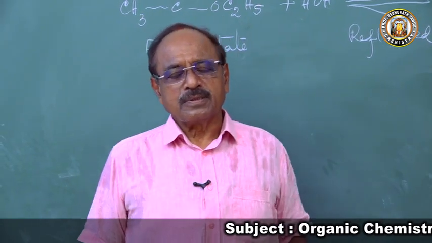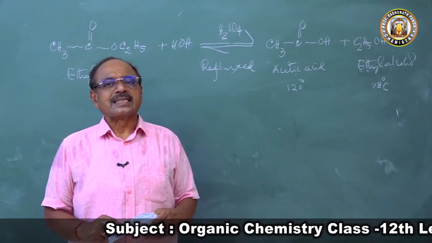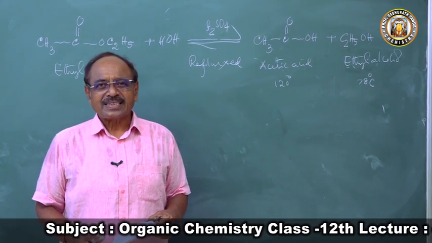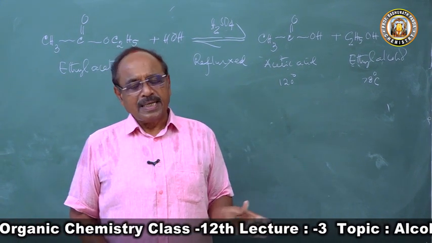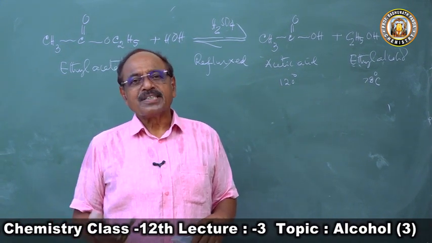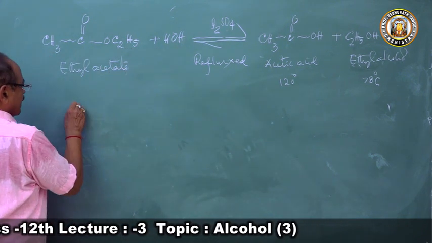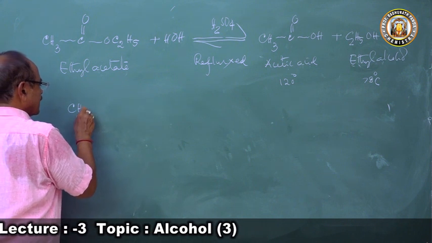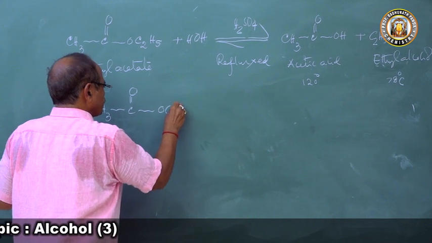So we have now done the preparation, and now we can do this by using an alkali. In case of alkali, the reaction will not be a reversible reaction. So if you take an alkali, suppose you take ethyl acetate, CH3COOC2H5.